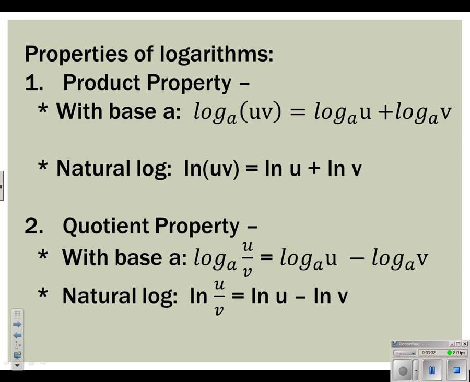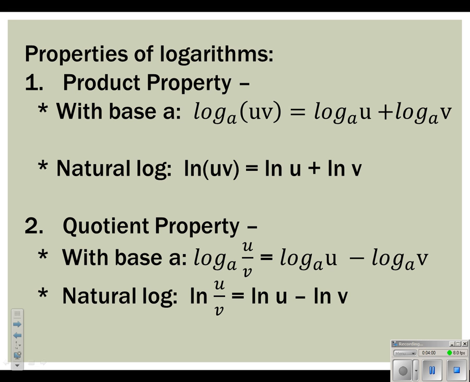Now these next properties here are pretty straightforward, not too hard to understand. We have first the product property, which says if we have log base a of uv, u times v, that's the same as log base a of u plus log base a of v. The natural logs work the same way. So natural log of uv equals ln of u plus ln of v.